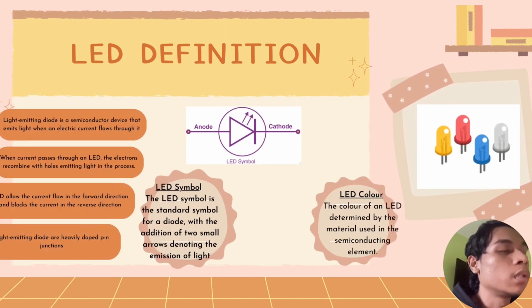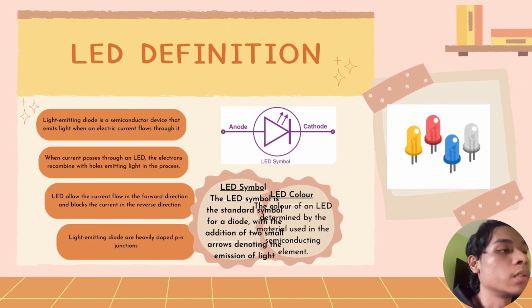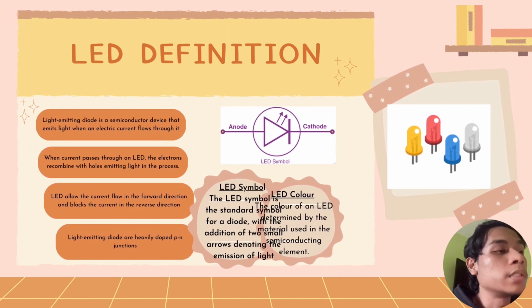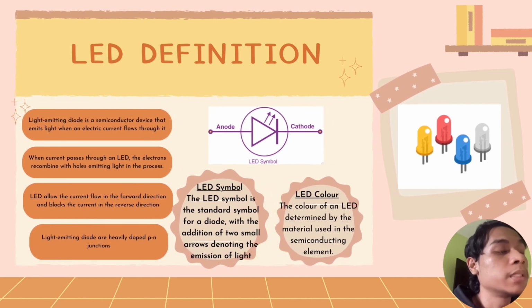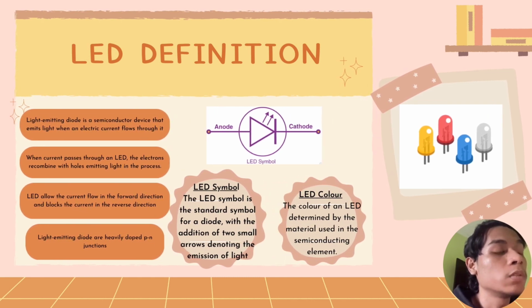For this part, I will explain the light emitting diode. A light emitting diode is a semiconductor device that emits light when an electric current flows through it. When current passes through an LED, the electrons combine with holes, emitting light in the process. An LED allows the current to flow in the forward direction and blocks the current in the reverse direction. And lastly, light emitting diodes are heavily doped p-n junctions.